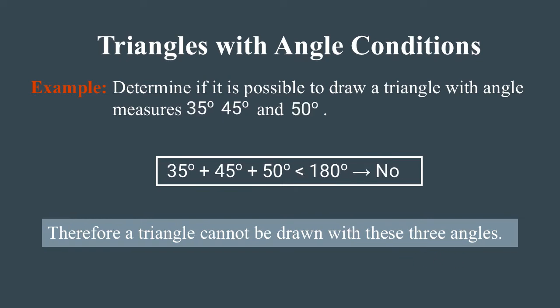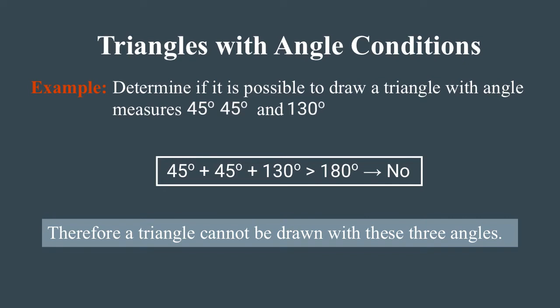All right, let's look at another example. Determine if it is possible to draw a triangle with angle measures of 35, 45, and 50. And when we look at those, 35 plus 45 plus 50 will be less than 180. Let's see, that would be 130. And 130 is less than 180, so that is a no on that one. Therefore, a triangle cannot be drawn with these angles.